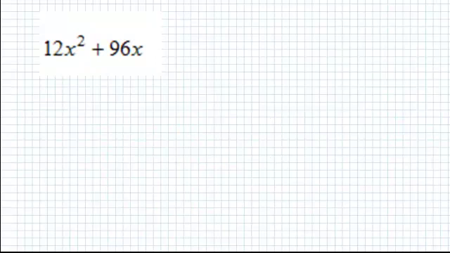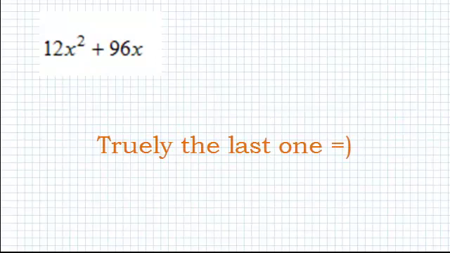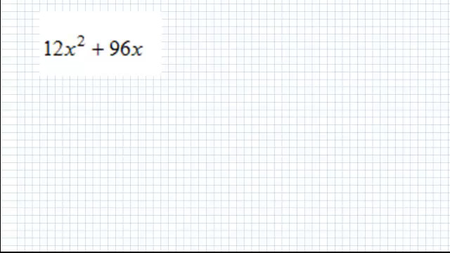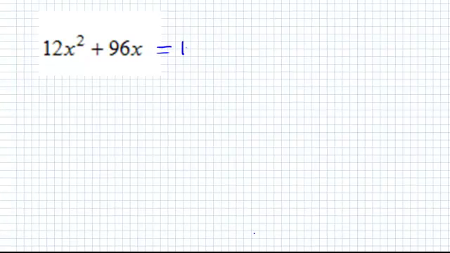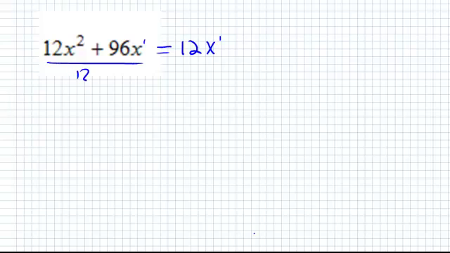Alright, so I wanted to show you this last example because I want to see what happens when one term kind of goes away, or the coefficient goes away. So I have 12x squared plus 96x. What number goes into both 12 and 96? And actually it's going to be 12. 12 goes into 12 one time, 96 8 times. So my variable is going to be x. The smallest power is going to be 1. So divide everything by 12x.